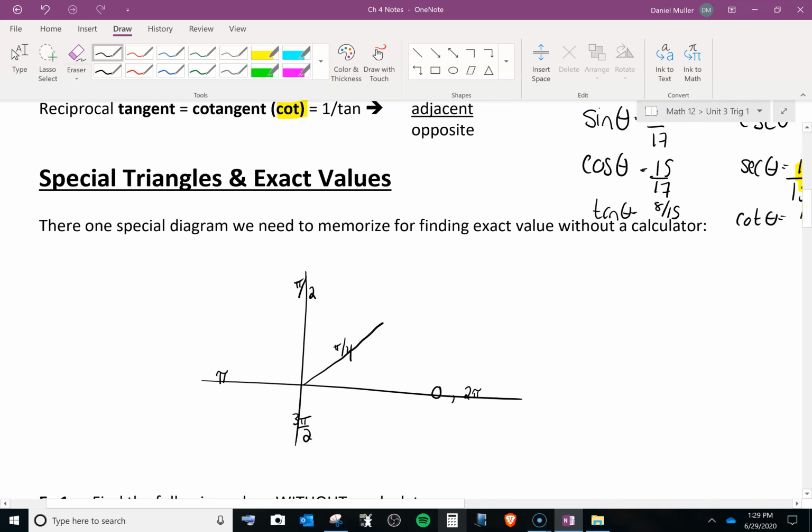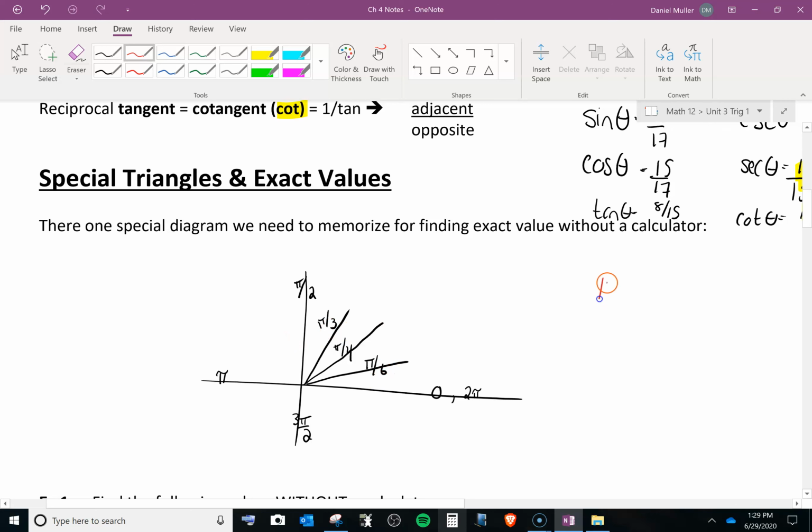The same thing as 45 degrees. And then these ones right here, remember how we had those? This one right here was 30. That's going to be pi over 6. And this one's going to be pi over 3. So these ones just have to be memorized.